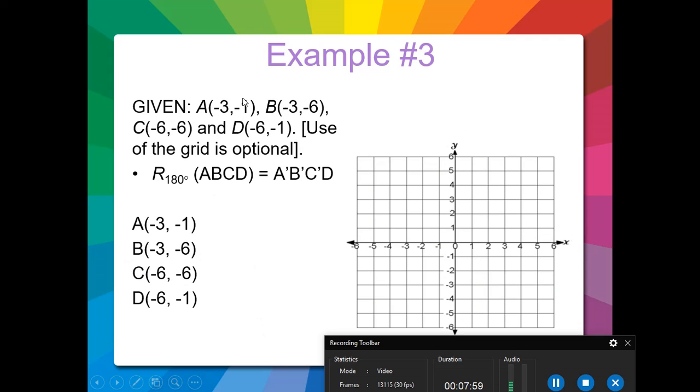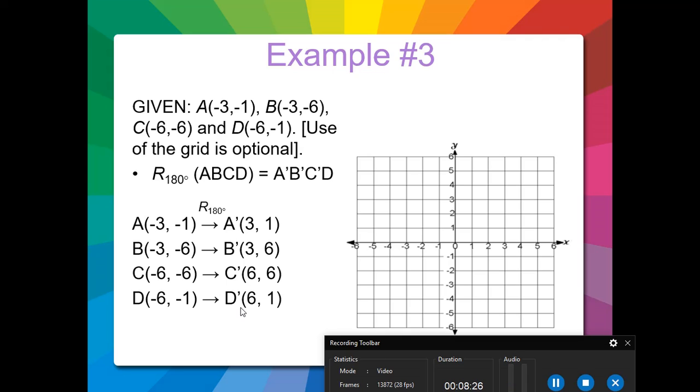For our last image, it says that the use of the grid is optional. So I'm going to choose not to use that. And I'm going to rotate my rectangle 180 degrees. So the rule says we're going to negate X and negate Y. So A prime will be located at 3, 1. We'll do the same for B, located at 3, 6. C prime, 6, 6. And finally D prime, 6, 1. And then don't forget your rule up above.